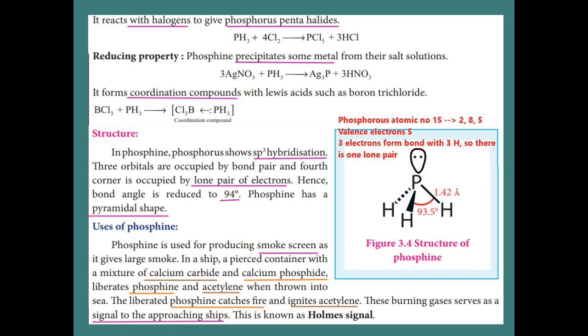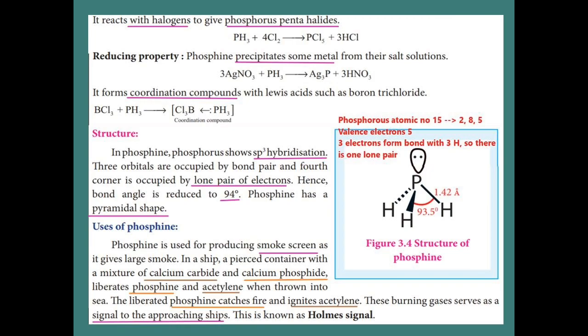Then reducing property. Silver nitrate, a salt solution, is reacted with the phosphine, it gives silver phosphide as a precipitate, and the remaining product is nitric acid. You split the silver nitrate as silver and NO3, and phosphine as phosphorus and H. The phosphorus reacts with the silver, it gives silver phosphide. Silver valency is 1, phosphorus valency 3. So the crisscross method applied means we get the formula Ag3P. And then the remaining hydrogen in phosphine reacts with the nitrate of silver nitrate, it gives nitric acid. HNO3 is one of the products.